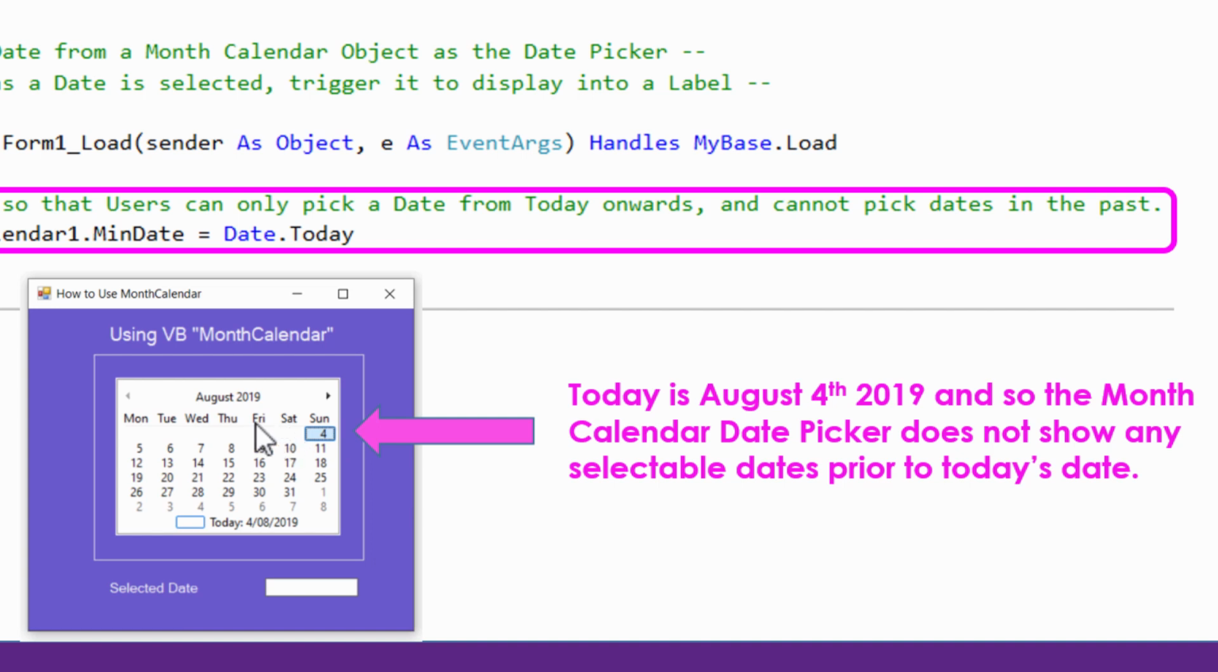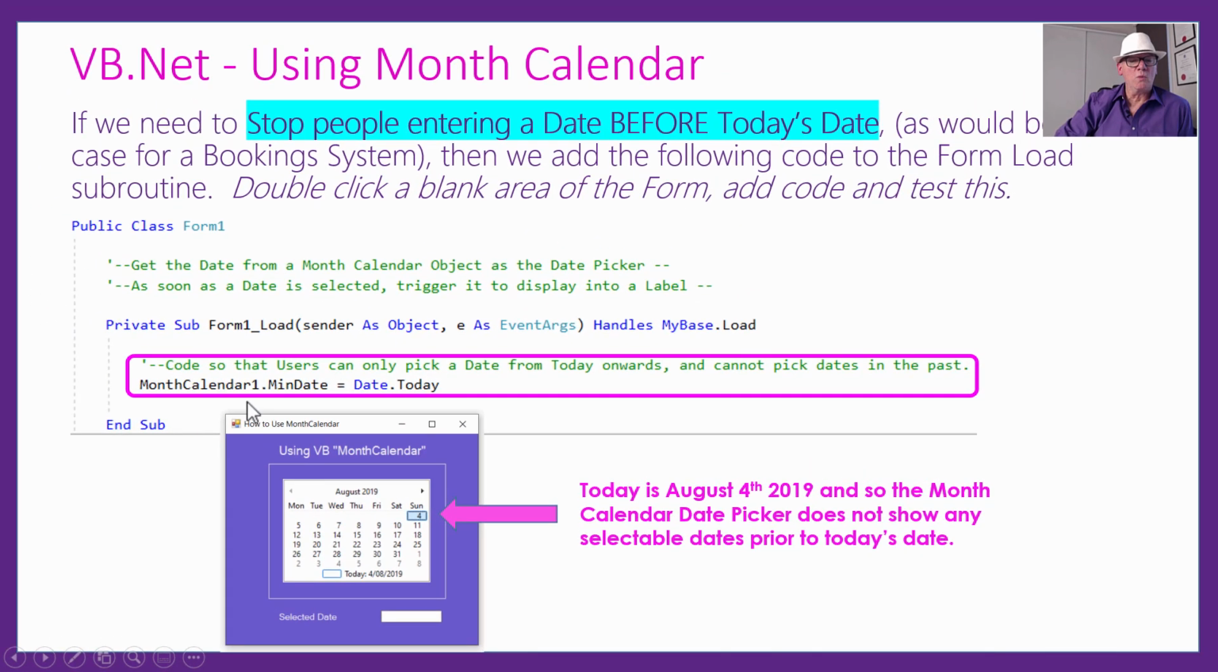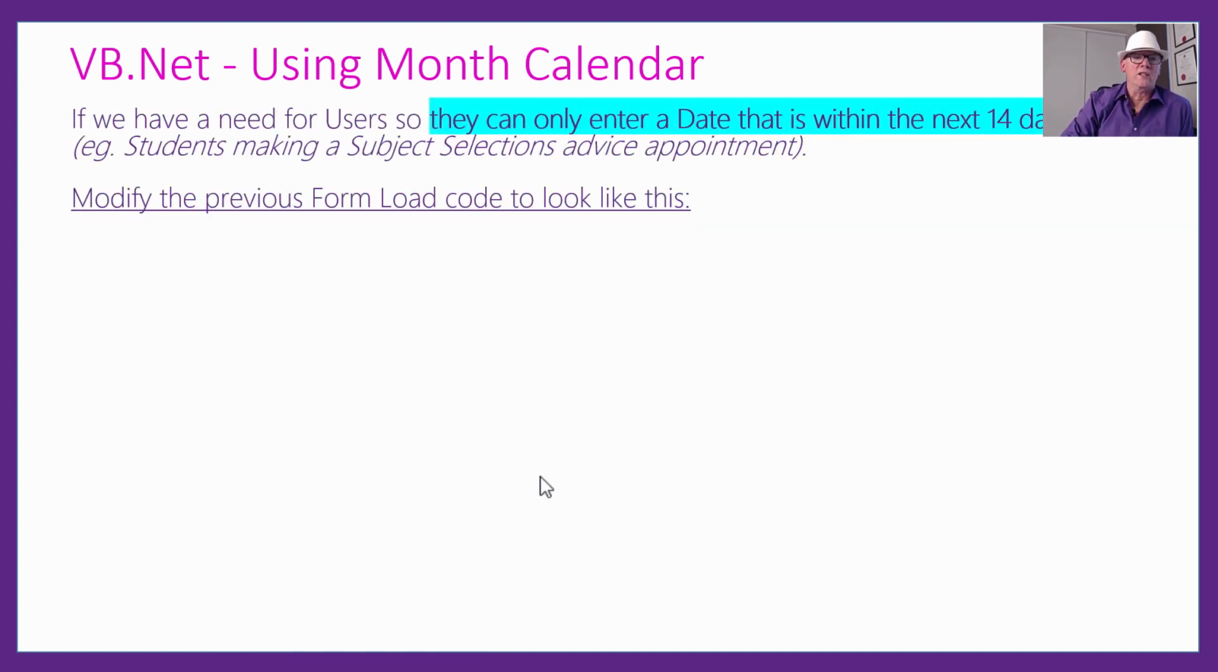So Saturday the 3rd, Friday the 2nd, and Thursday the 1st of August, these early August dates are not showing because they're in the past, okay? So that means we can only pick today or any date in the future. That's what happens when you code in this minimum date on the form here. It just will not show any dates prior to today's date, and so they can't pick them. So that's really quick and easy, and that's all fixed up.